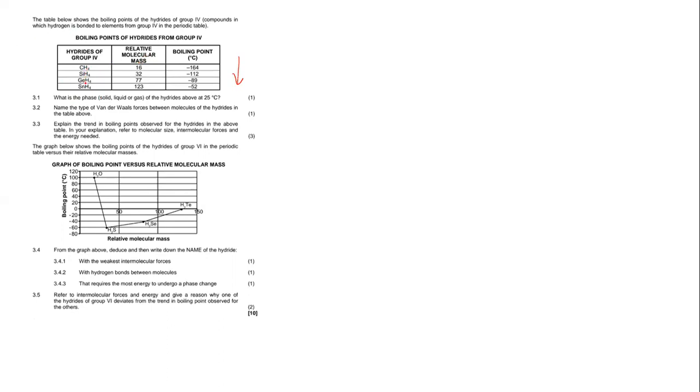If you look at these four compounds, they have one type of common intermolecular force. The common intermolecular force is called induced dipole force. So CH4, SiH4, GeH4, SnH4 all have a type of intermolecular force which we call induced dipole force.